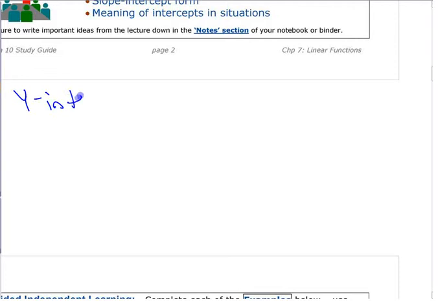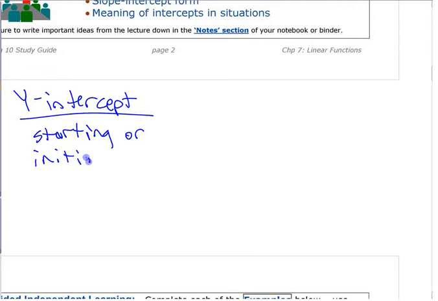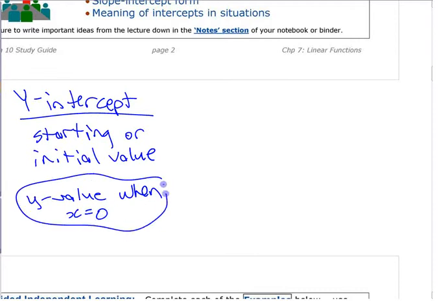In general, the y-intercept is the starting value or initial value. Or more importantly, it's the y value when x is 0. Y value when x equals 0. The x-intercept is the opposite there. I don't want to put the ending value because you don't always have an x-intercept. The y-intercept is going to be more important to us than the x-intercept.